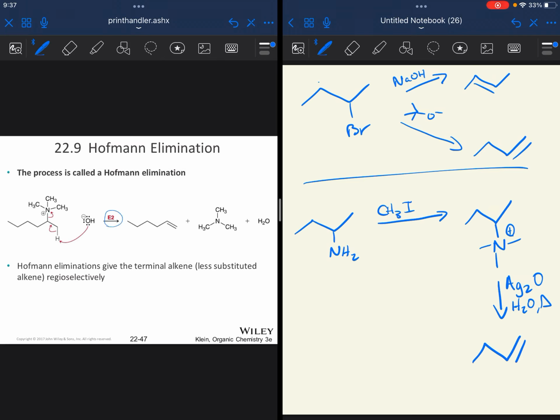It's an E2 mechanism. It is concerted. Your base is picking up your proton, you're making your double bond, and you're losing your leaving group all in one bimolecular step.